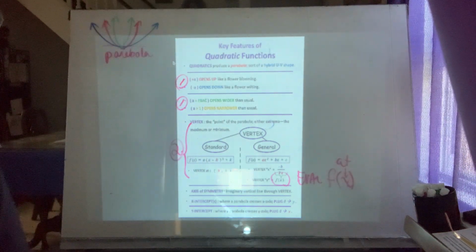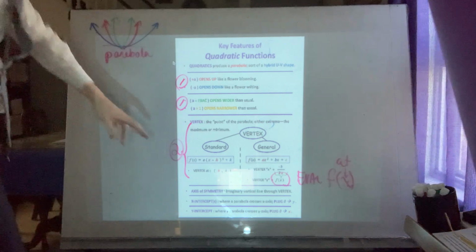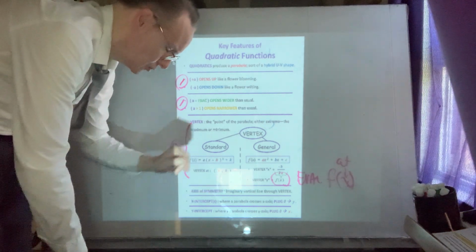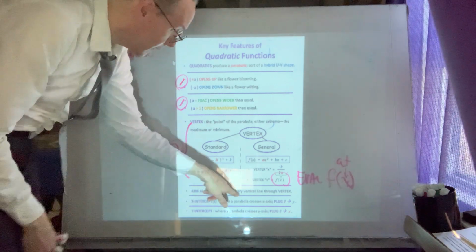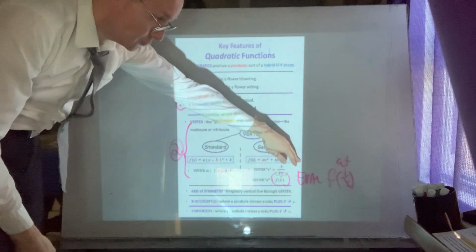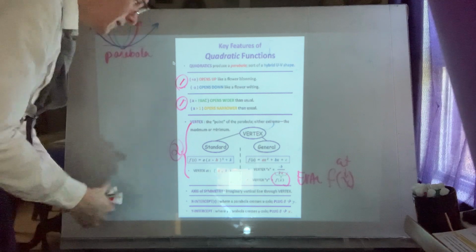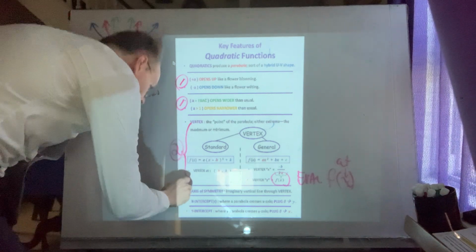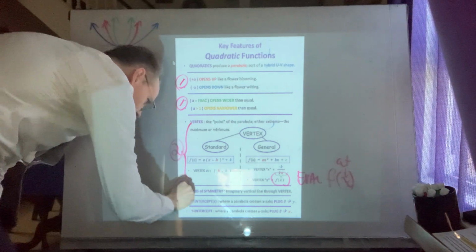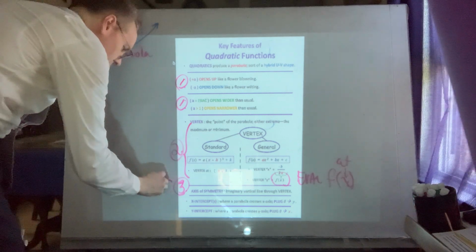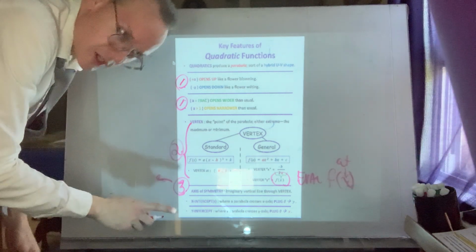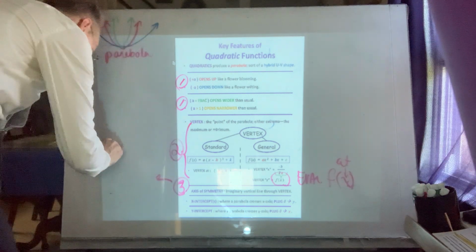Then there's something known as the axis of symmetry. The axis of symmetry is essentially an imaginary line that would go through the vertex. So if you know the location of the vertex, the axis of symmetry would be easily determined from that. It would be a simple equation that is a vertical line equation.